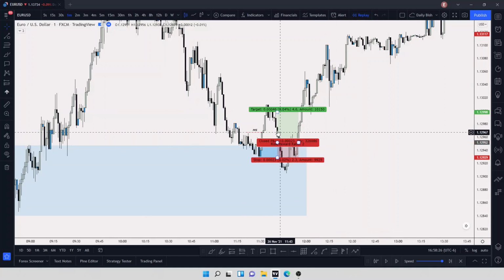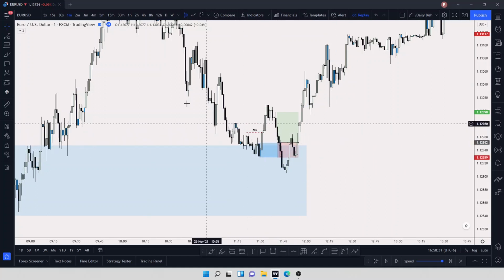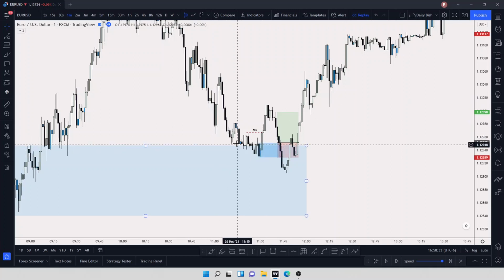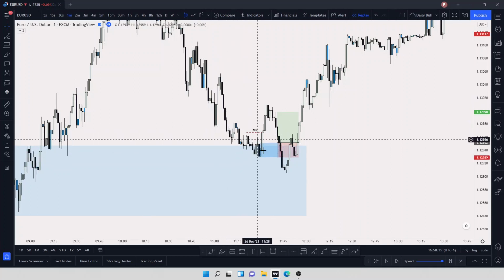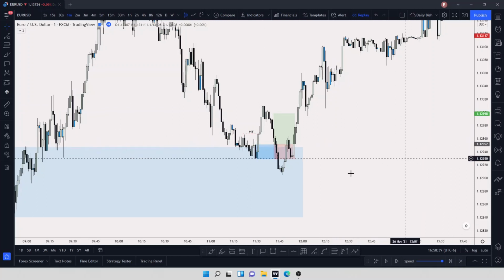Everyone's different. Personally, I would probably take this trade just because I like this clearing of the lows and then this little Wyckoff type formation and then this strong move to the upside with imbalance. And then, yeah, you just get taken out and that's that.